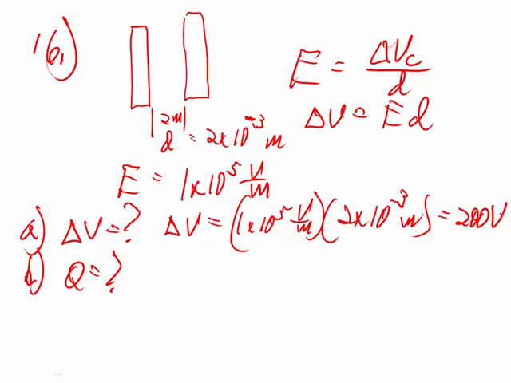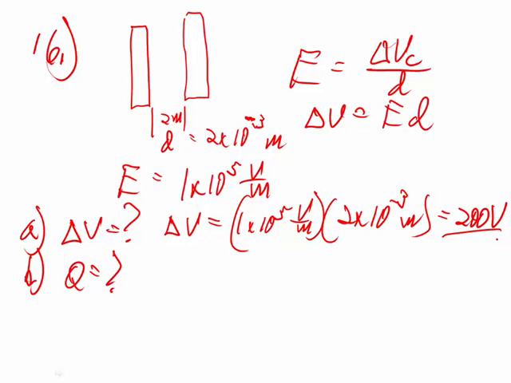All right, 200 volts. So that's the potential difference, or the change in voltage, across the plates based on that spacing. Now, if the spacing changes, that would change. You can see that the change in voltage is related to the distance between the plates. Now, part B says what?